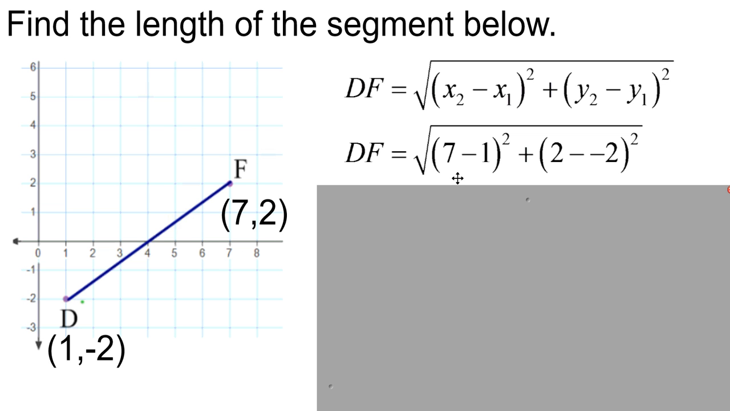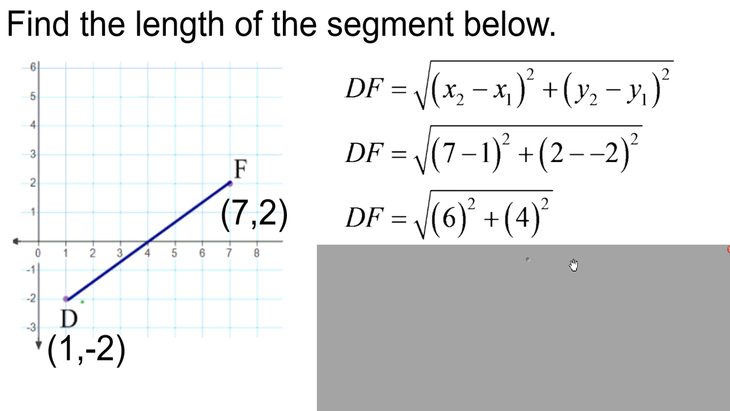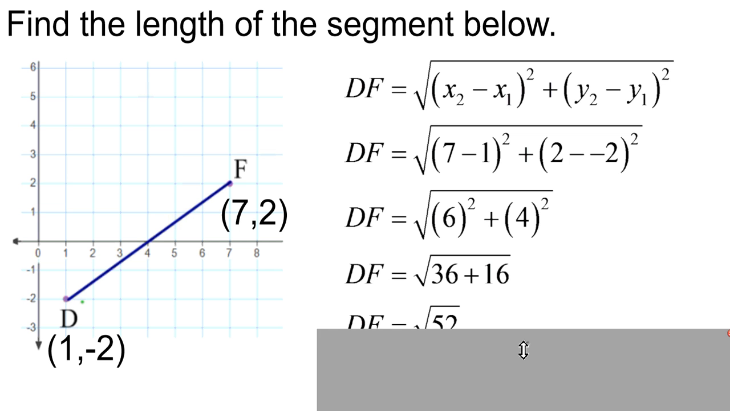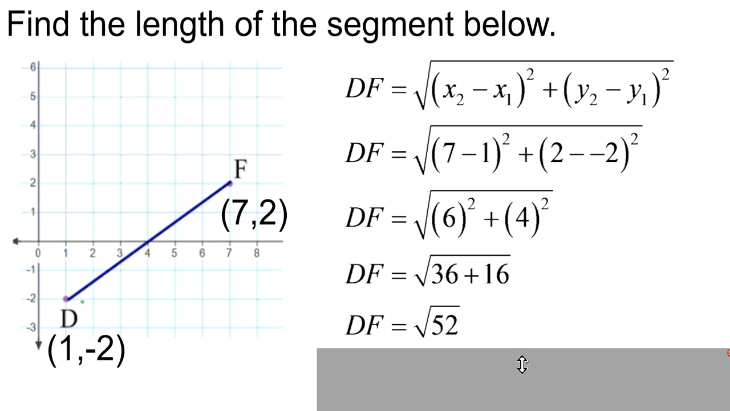So 7 minus 1, that's 6. And 2 minus -2, remember this is telling you take the opposite, so it becomes a plus, that would be 4. Now I have to square each. 6 squared is 36, 4 squared is 16. Add those together, we get 52. So the length of DF would be the square root of 52 units.